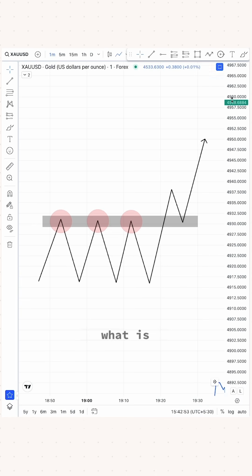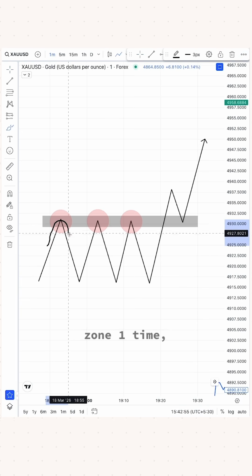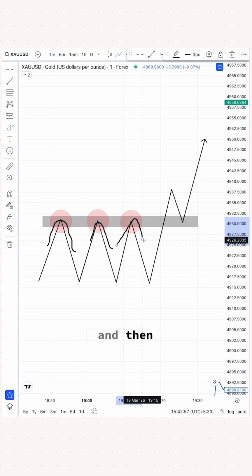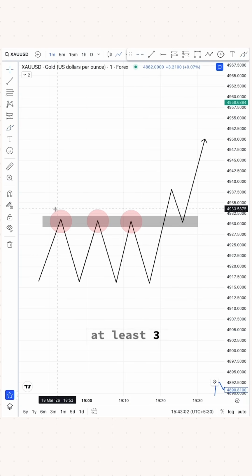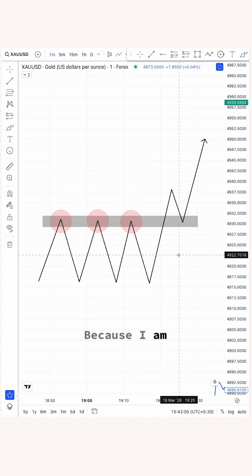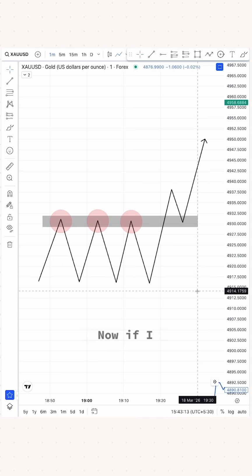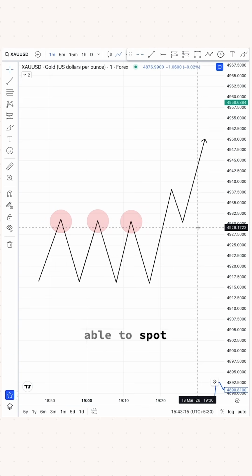So see here what is happening. Price is going down from this zone. 1 time, 2 times, 3 times and then breakout. So what you need to find is price rejecting from resistance or support at least 3 times. Why 3 times? Because I'm telling you to do it. Don't doubt me. Now if I remove this zone, will you be able to spot this pattern?